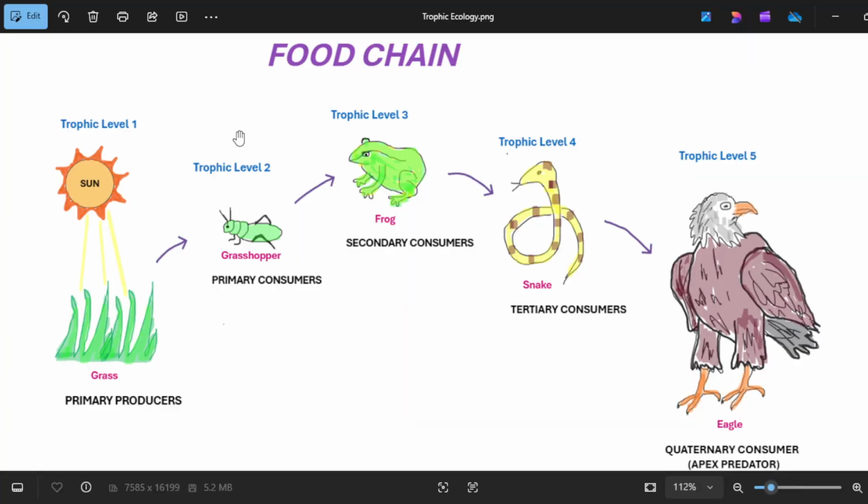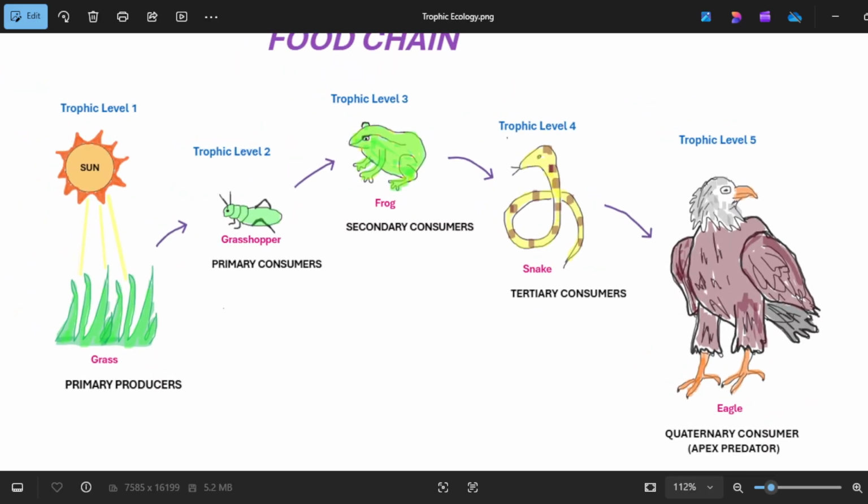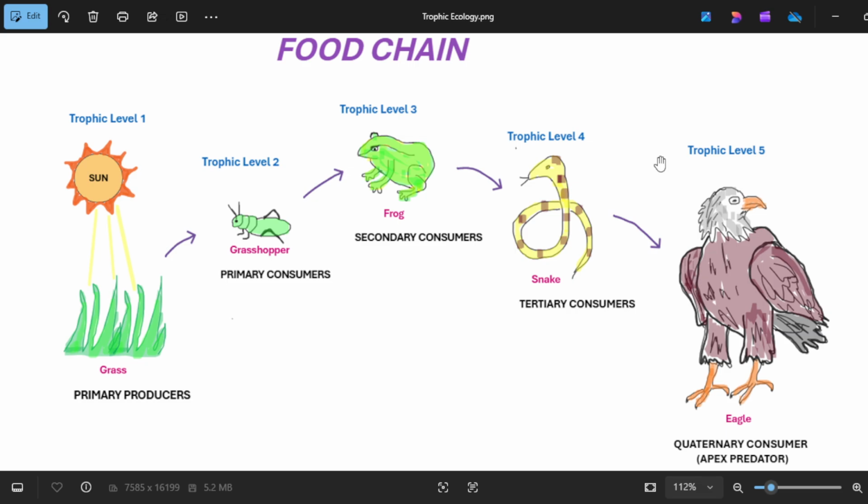So this is a food chain which shows us which animal is eating whom, and also shows us the transfer of energy. How? With this arrow, the energy is transferred from grass to grasshopper, from grasshopper to frog, from frog to snake, and from snake to eagle. That is how the energy is transferred from one organism to another. So the food chain helps us understand the feeding habits of the animals, as well as how the nutrients and the energy are transferred from one organism to another in the ecosystem.